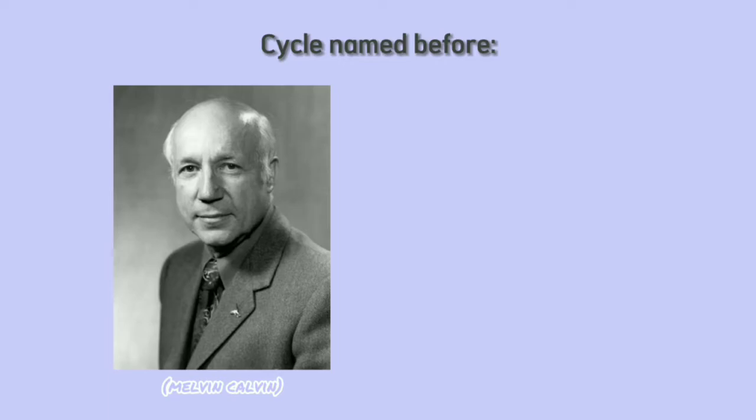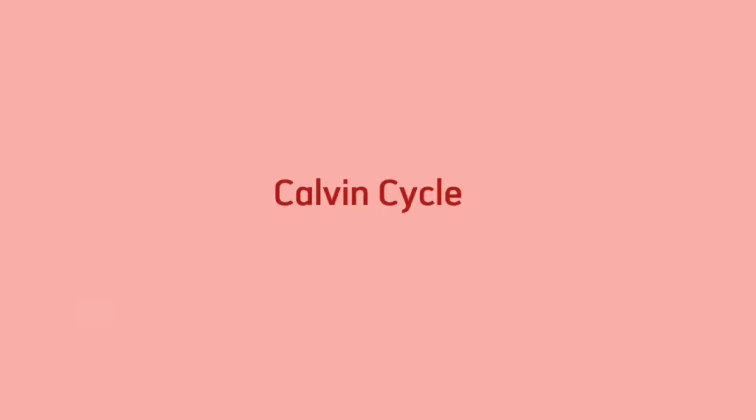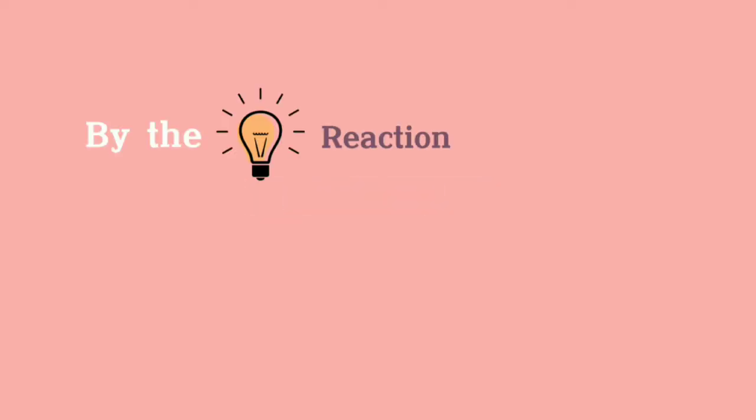The next step takes the energy from the light reaction and applies it to a process called the Calvin cycle. The cycle is named for Melvin Calvin, the man who discovered it. The Calvin cycle is sometimes also called the dark reaction because none of the steps requires light, but it still happens during the day. That's because it needs the energy produced by the light reaction that comes before it.